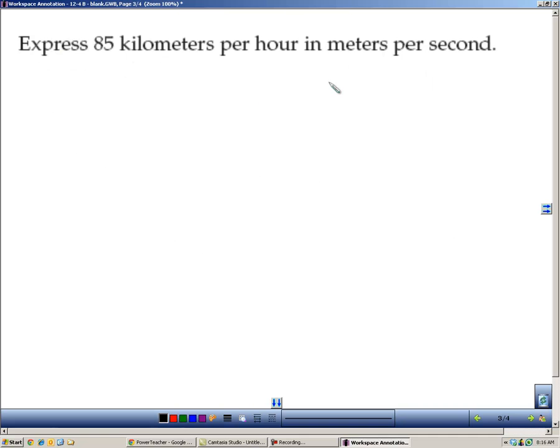Here's an example that you can pause and try for yourself and see if you have this figured out. We want to convert 85 kilometers per hour into meters per second. So we start with 85 kilometers for 1 hour, and we've got to convert kilometers to meters. So we want kilometers on the bottom, and how many meters in a kilometer? 1,000. So that will convert the meters for us.